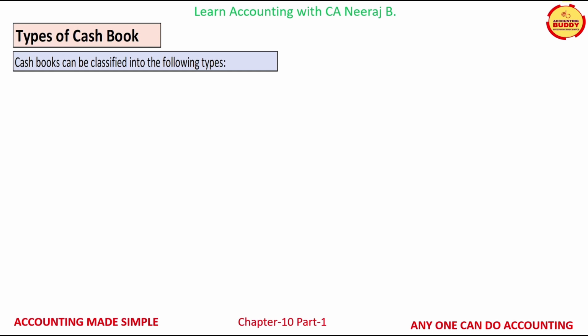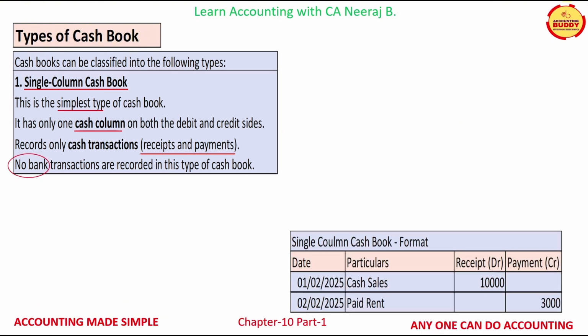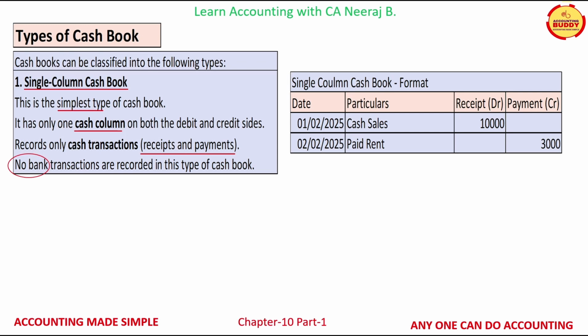Cash book can be classified into following types. First is single column cash book. This is the simplest type of cash book. It has only one cash column on both debit and credit sides. It records only cash transactions of both receipts and payments. No bank transactions are recorded in this type of cash book. Specimen format of a single column cash book is displayed on your screens.